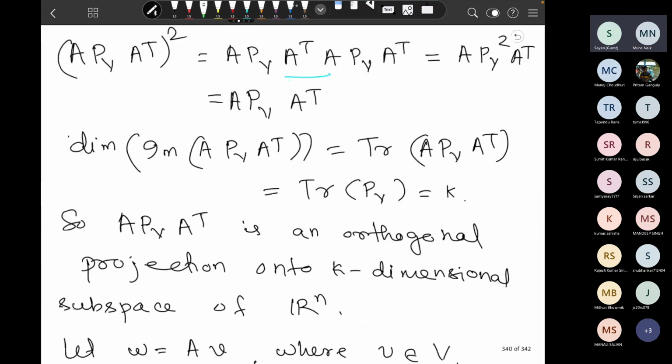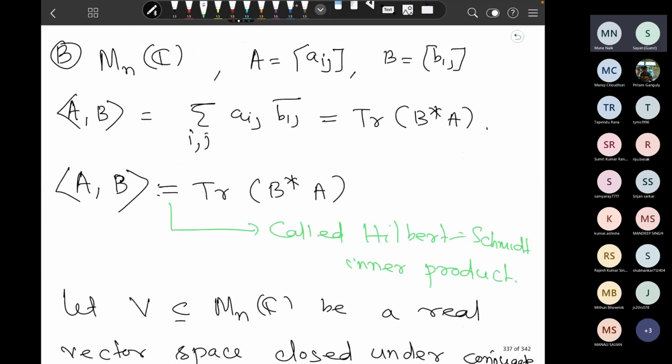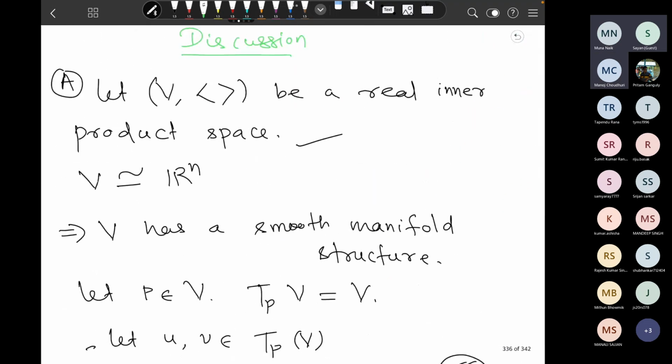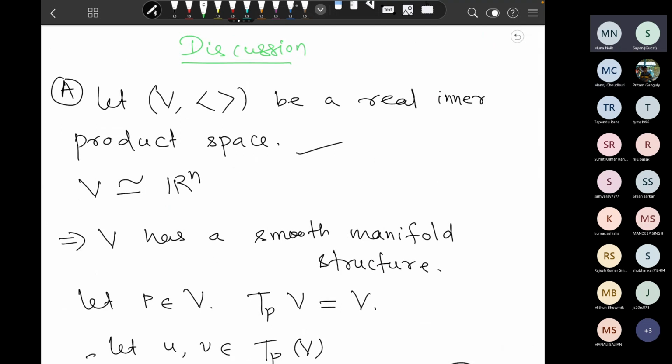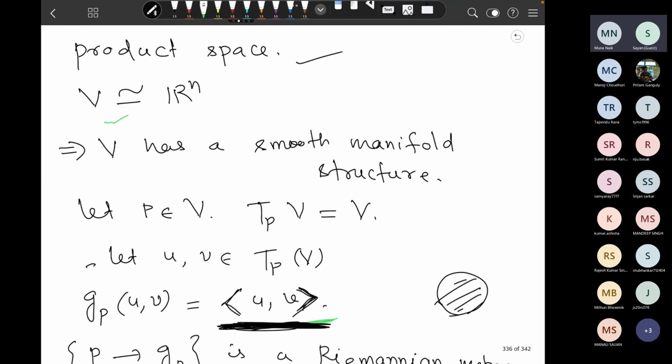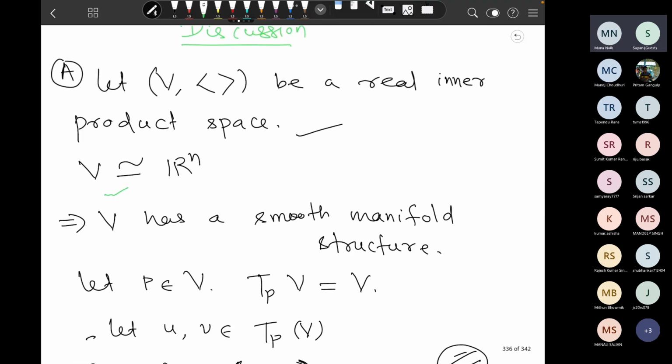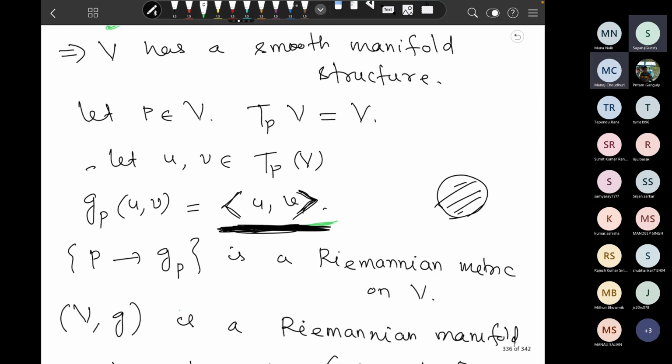So let me go back to that. I have discussed this, maybe I am missing something. So V is a real inner product space, right? V is not a subset of Rn. V can be identified with Rn by an orthonormal basis if you fix one. Therefore, V has a smooth manifold structure. Any n-dimensional real vector space is isomorphic to Rn, so the same structure you can borrow, right?